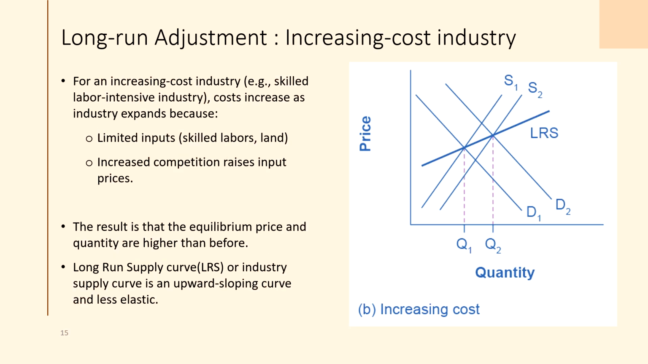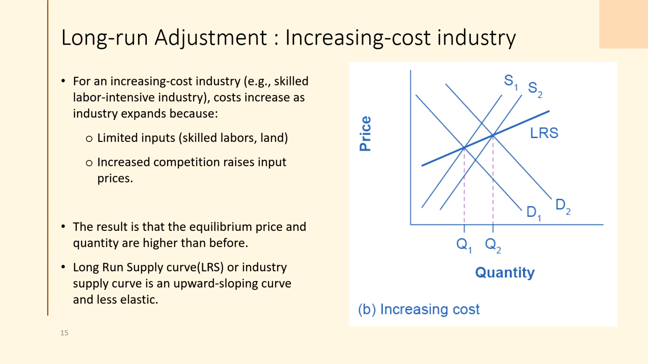Now let's consider a different case, the increasing cost industry. In this type of industry, costs increase as the industry expands. This usually happens because inputs are limited. For example, skilled labor, specialized equipment, or land may not be easily available. As more farms enter the market, they compete for these limited inputs, which drives up input prices.